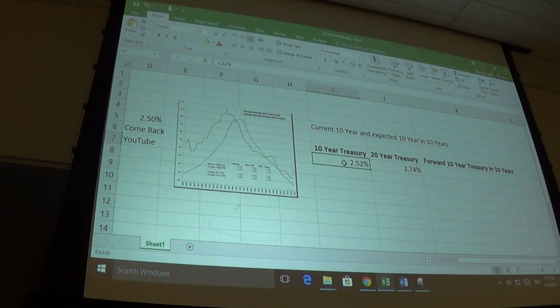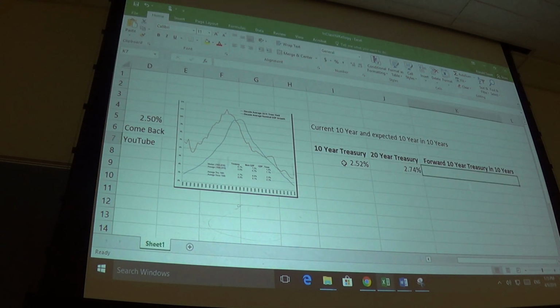If you're going to make 2.52 for 10 years, but over 20 years you're going to make 2.74, where do you think the 10-year Treasury has to be in 10 years? Does it have to be higher than 2.74 or less than 2.74? If 2.52 for 10 years plus another rate for 10 years is going to give you 2.74, what does that 10-year future period have to be? It must be above 2.74, right? You must be making 2.52 plus 3% or whatever.